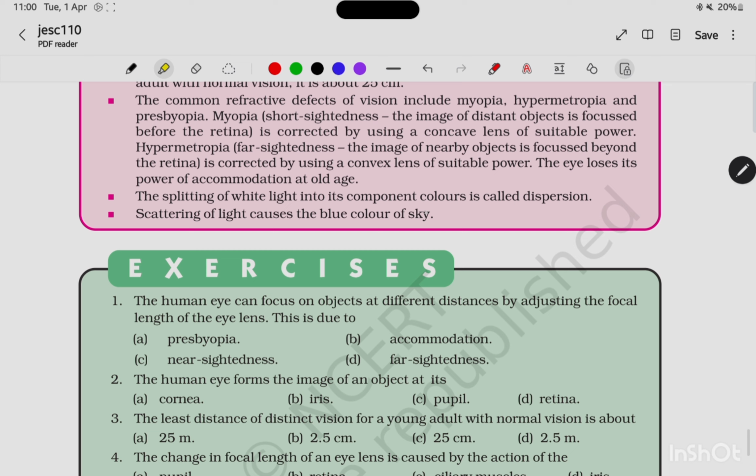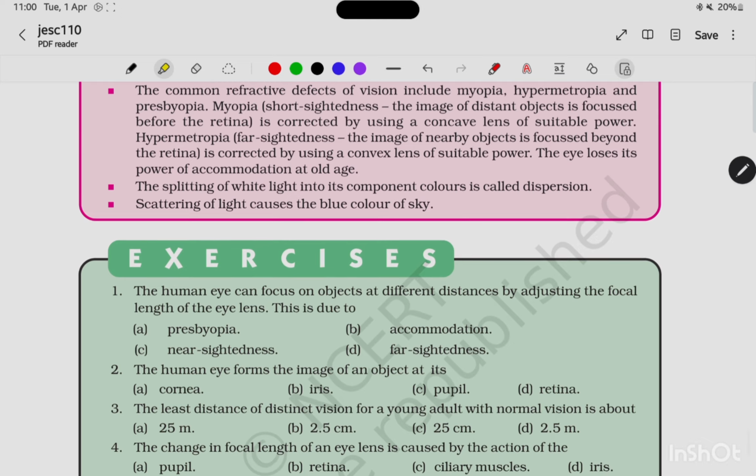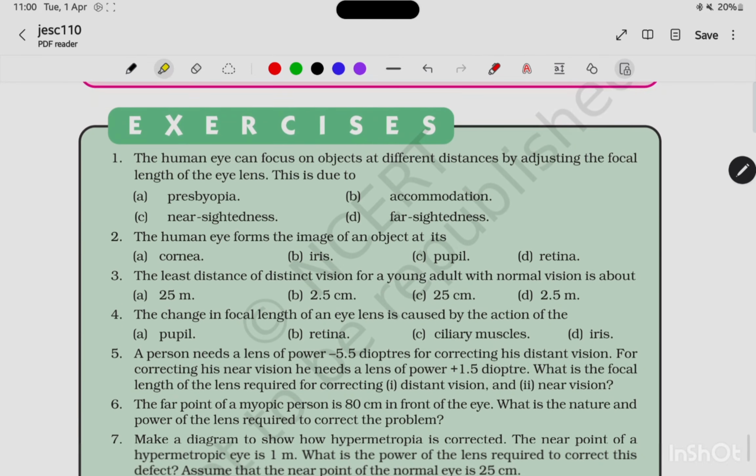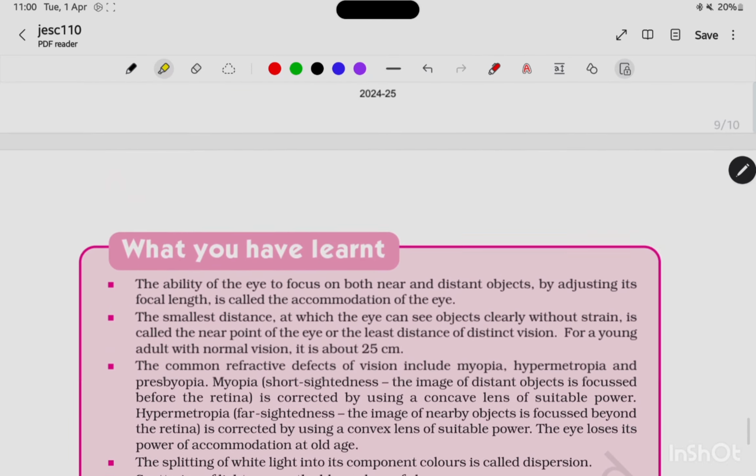The splitting of white light into its component colors is called dispersion. The scattering of light causes the blue color of the sky. Okay, that's it, and we can do the exercises later in another video.